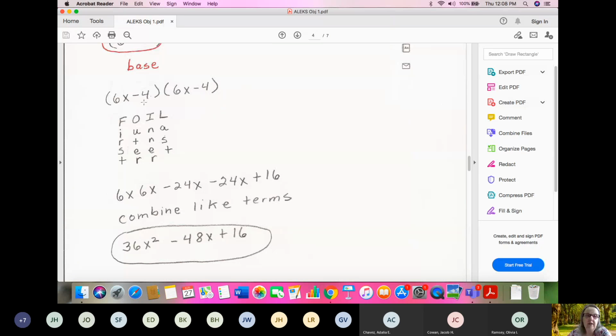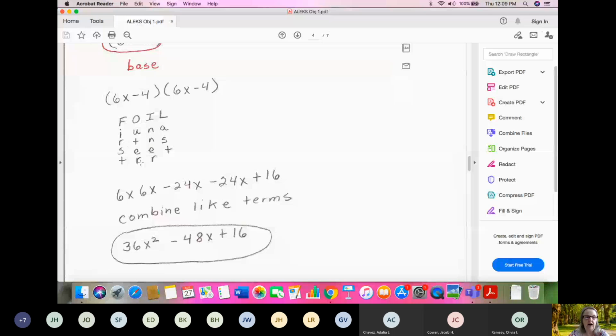So let's FOIL. FOIL is short for first, outer, inner, last. The first means the first term in each multiplied together. In this case, the first term in this first factor is 6x, and the first term in the second factor is 6x. So we multiply those 2 together, 6x times 6x.